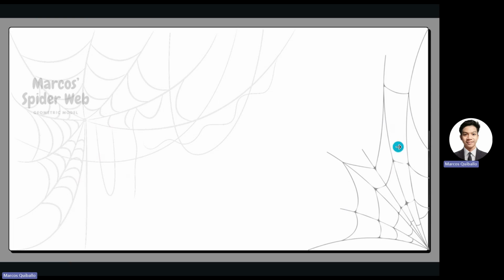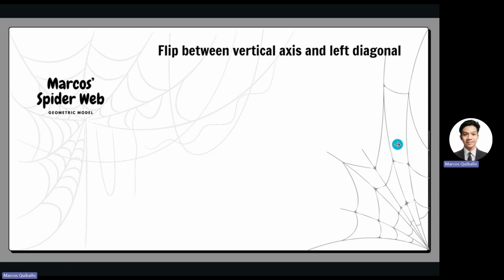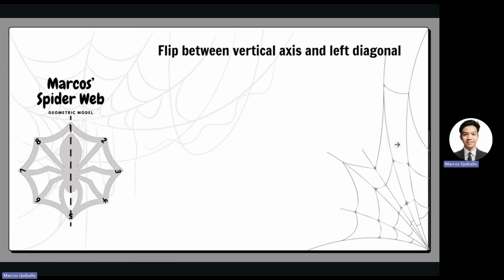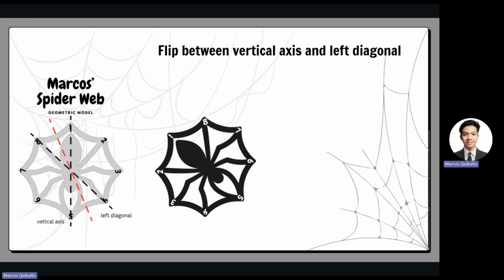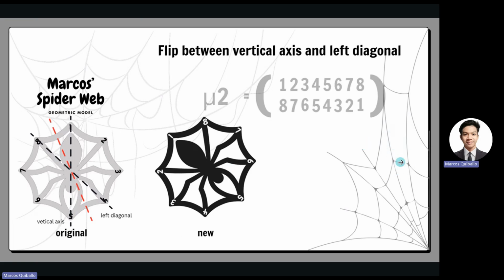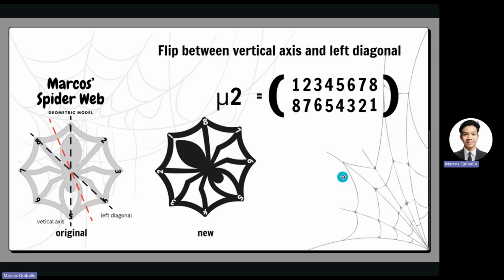And for the other movement, which is flip between vertical axis and left diagonal. So this is our vertical axis, and this is our left diagonal. And between the vertical axis and left diagonal, we have here the line. So we will flip it through this line, the red line, and we will have our new illustration. And we will map again this new illustration or this new model and our original. So this is the result.